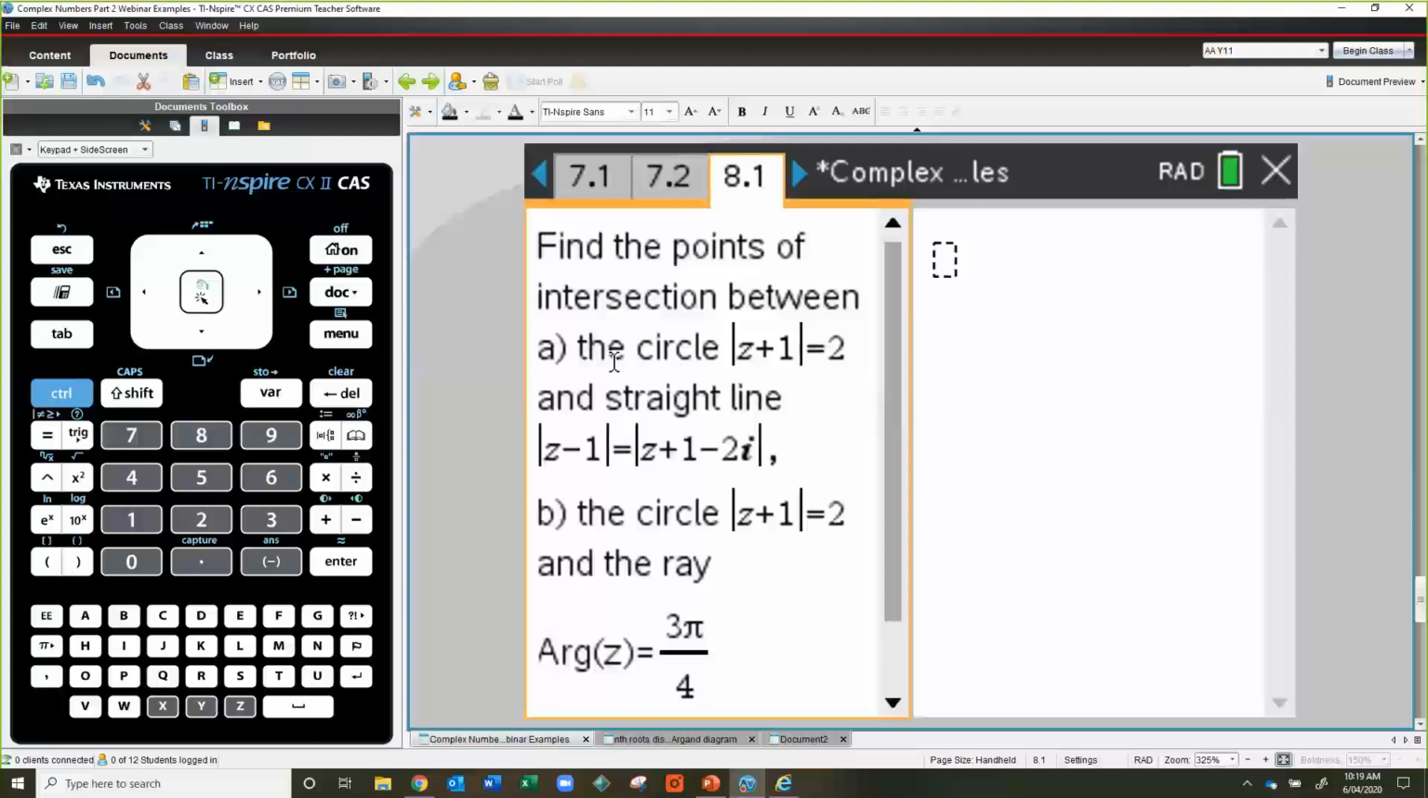Find a point of intersection between the circle and the straight line, and then the circle and the ray. Remember, in the exam, you need to give exact values. So drawing regions won't really be very good. We will not get an exact value. We'll use a different function of the calculator now.